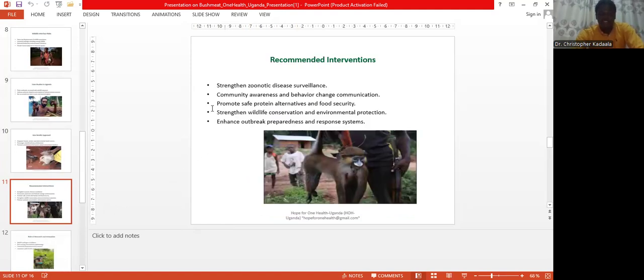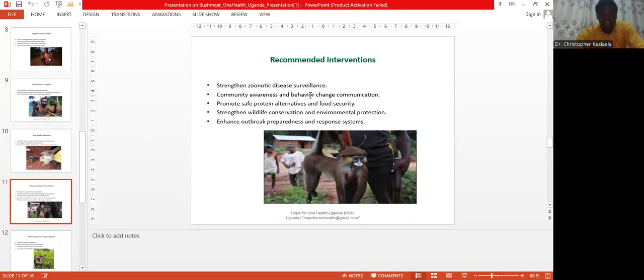Recommended interventions. I've also shared another photo here. Someone was carrying, is that a monkey? I think a monkey had been killed with the... This is very common in northern Uganda, and the people just use guns to shoot the monkeys, kill them, and take them for consumption at their homes.